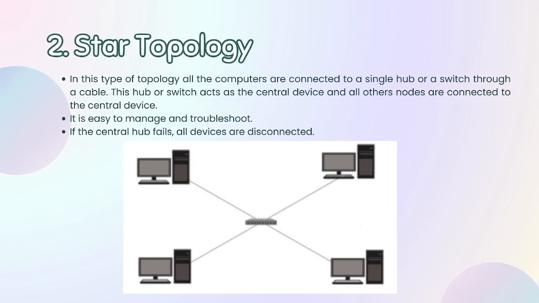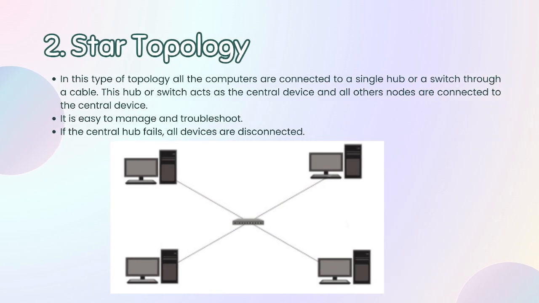Star topology. A star topology is a type of network topology where all computers are connected to a single hub or a switch through a cable. This hub or switch acts as the central device, and all other nodes are connected to the central device. It is easy to manage and troubleshoot. But if the central hub or switch fails, all devices are disconnected.